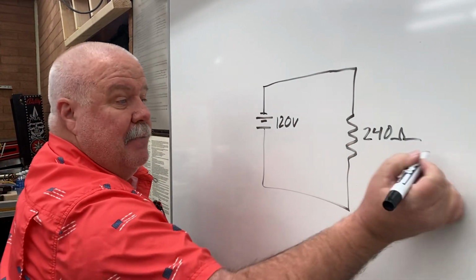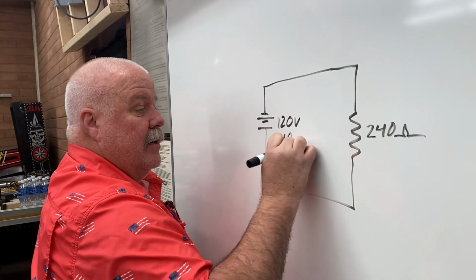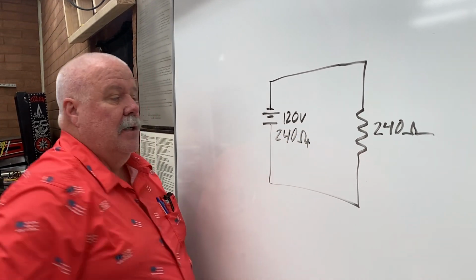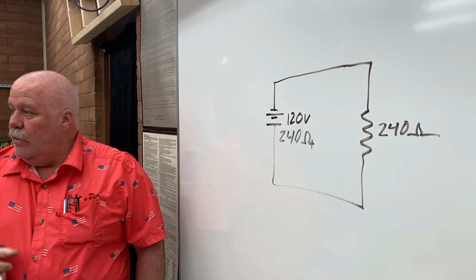240 ohms. It's the same as this, because in a series circuit, we're just going to add them up, but this is just all of it right there. 240 ohms total. That's a T, like total. So how many amps are flowing through this circuit?